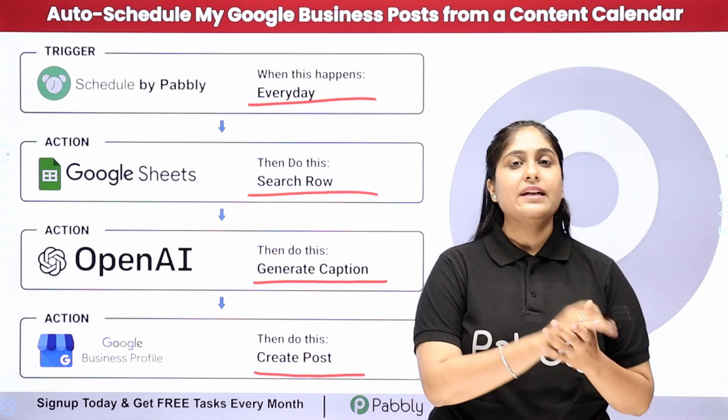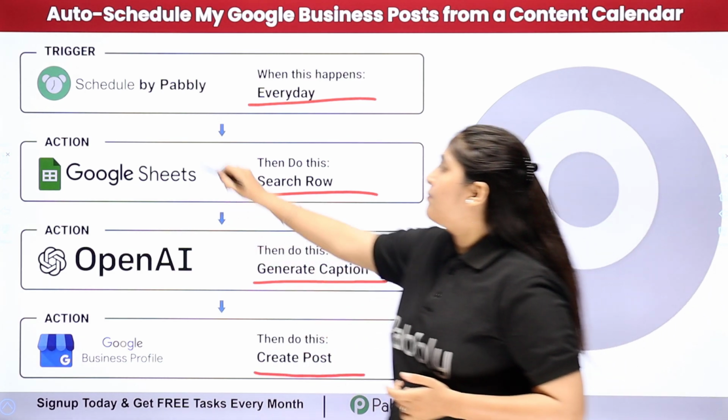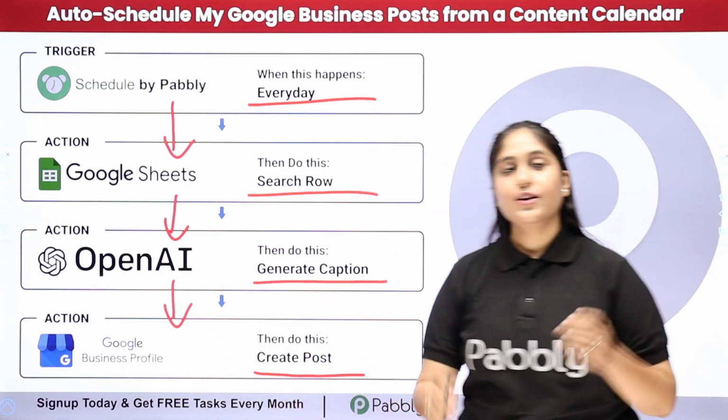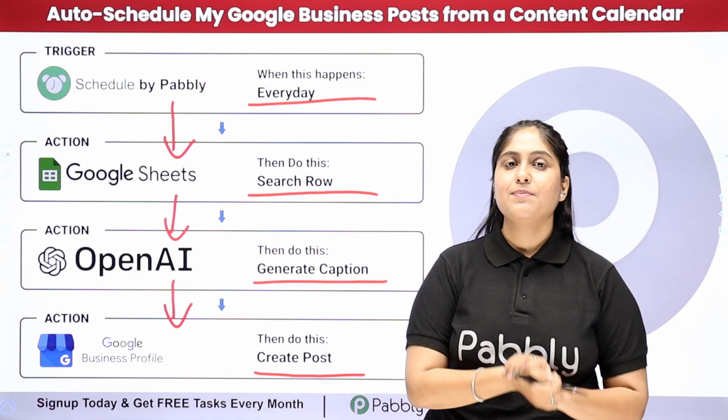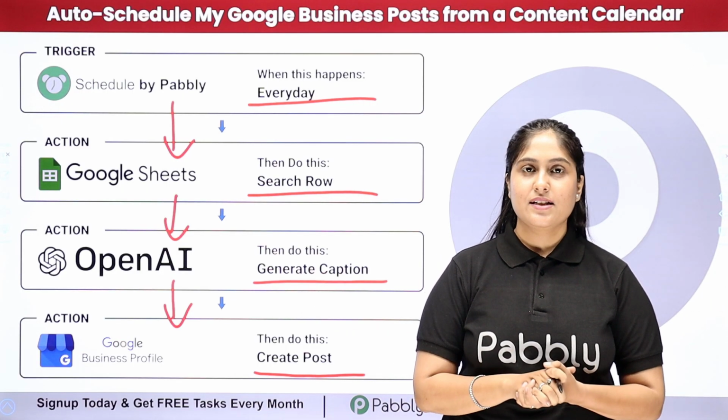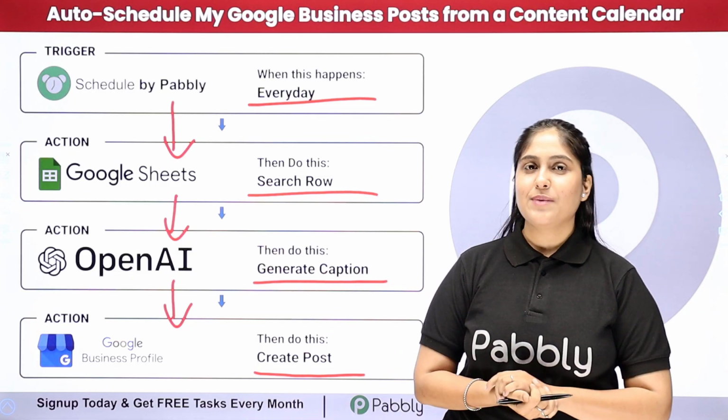So now here to automate the entire process, I need to connect my schedule by Pabbly with Google Sheets, OpenAI and Google Business Profile using an automation software named as Pabbly Connect. So now here to see the working of this automation and to learn this process step by step, let me all take you to my screen.